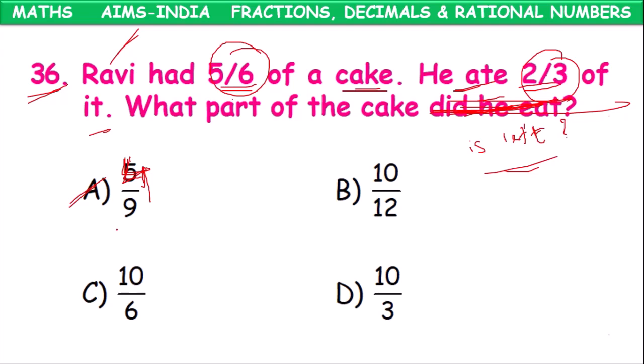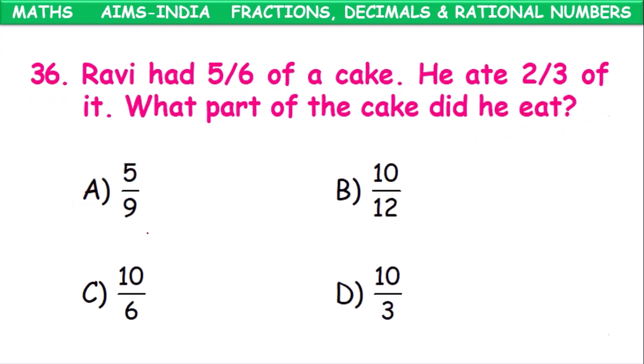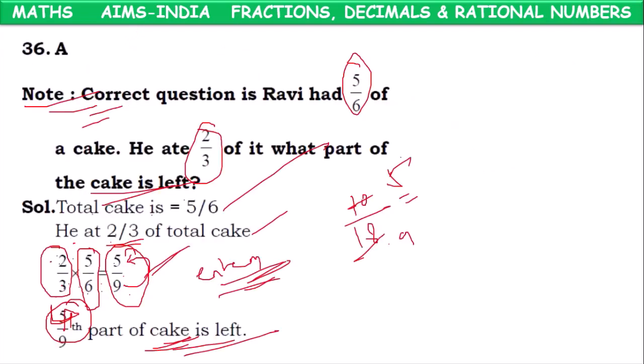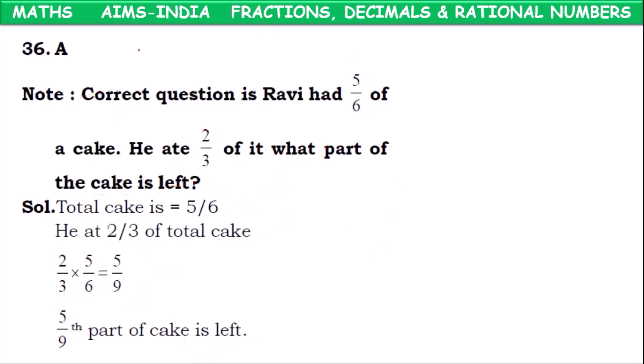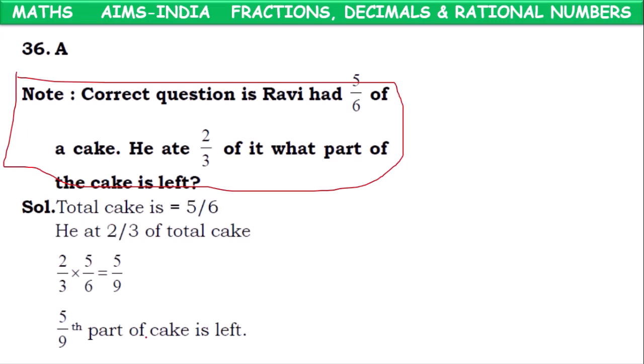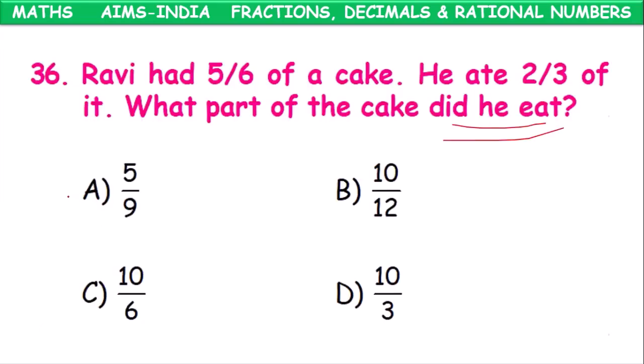Or, according to this question, if you don't make the correction and the question stays as it is, then 5/9 part of the cake is eaten. At that time, 5/9 will be the correct option. If you find out how much cake is left, then 4/9 is the correct answer.